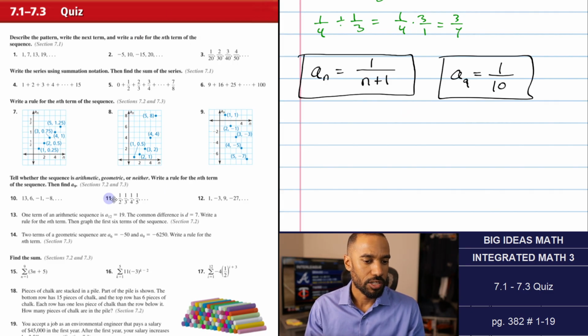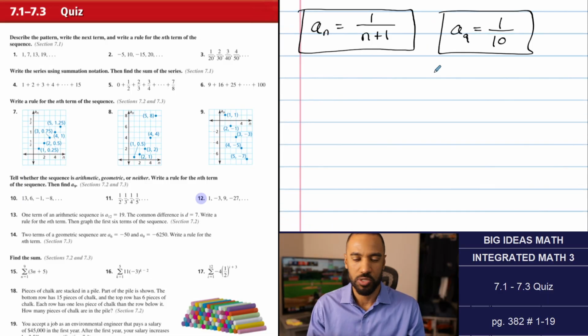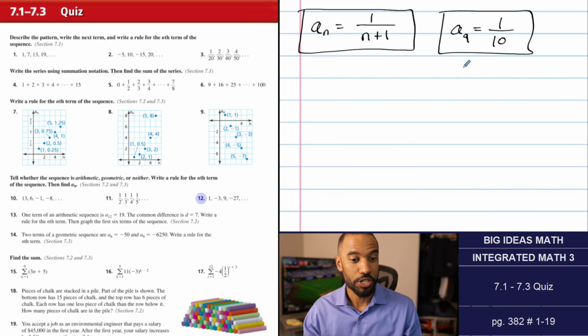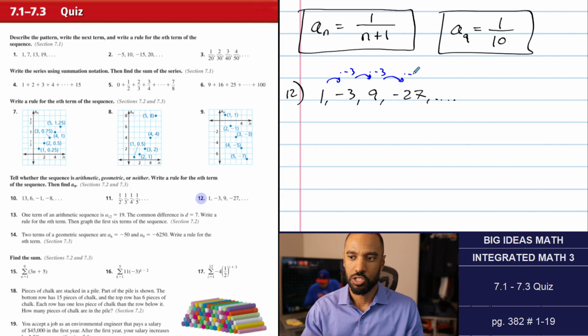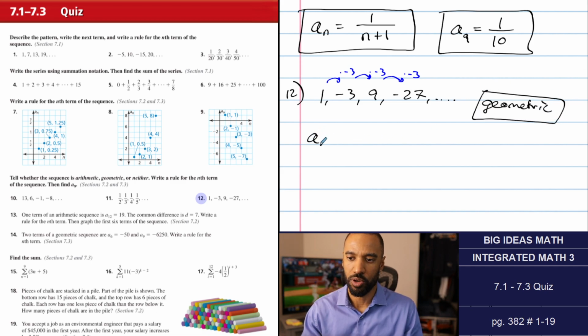All right, number 12. Alternating signs is a possible sign of a geometric sequence, and a common ratio is more of a sign of a geometric sequence. Number 12 has a common ratio of -3. We're multiplying by -3 from one term to the next. This is geometric. As a geometric sequence, we can use the rule that we spoke of before. We have a first term of 1, and a common ratio of -3 raised to the n-1 power.